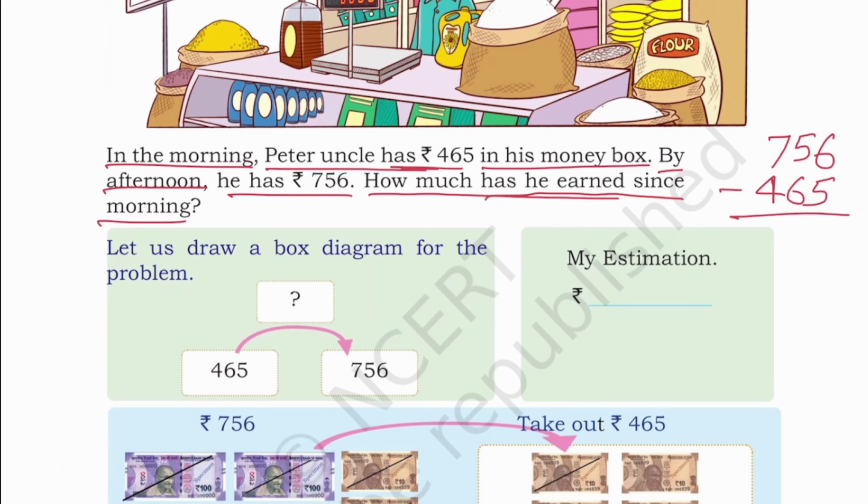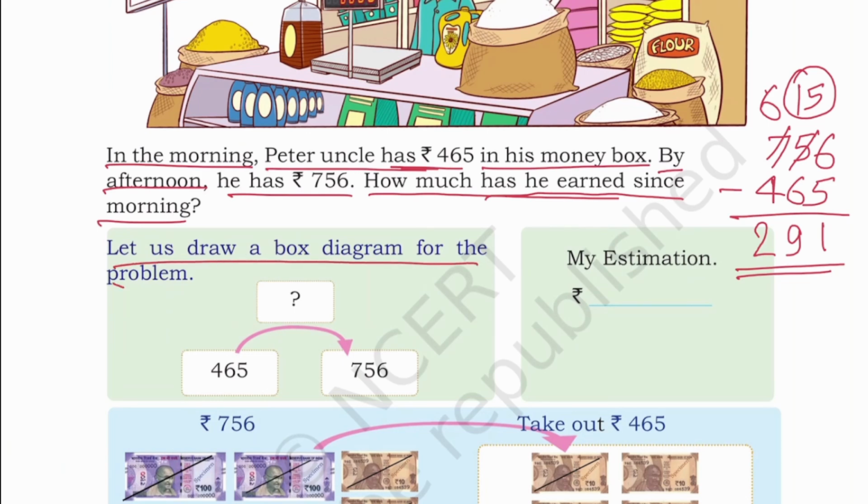5 subtracted from 6 will give you 1, and 6 cannot be subtracted from 5. So once taken from 7, it will become 6, and 5 tens will become 15 tens, as 100 has been broken away. Then 6 subtracted from 15 will give you 9, and 4 subtracted from 6 will give you 2. The answer is 291. Let us draw a box diagram for the problem.